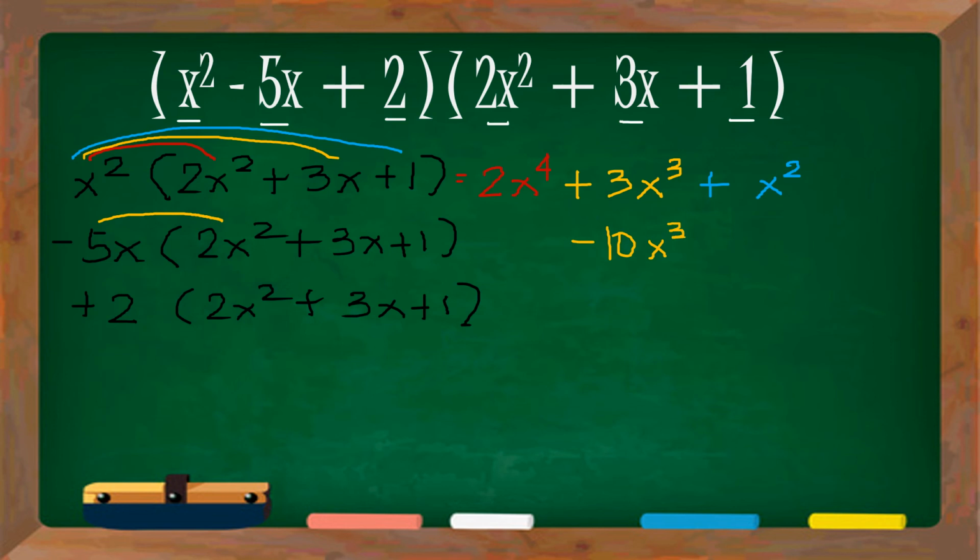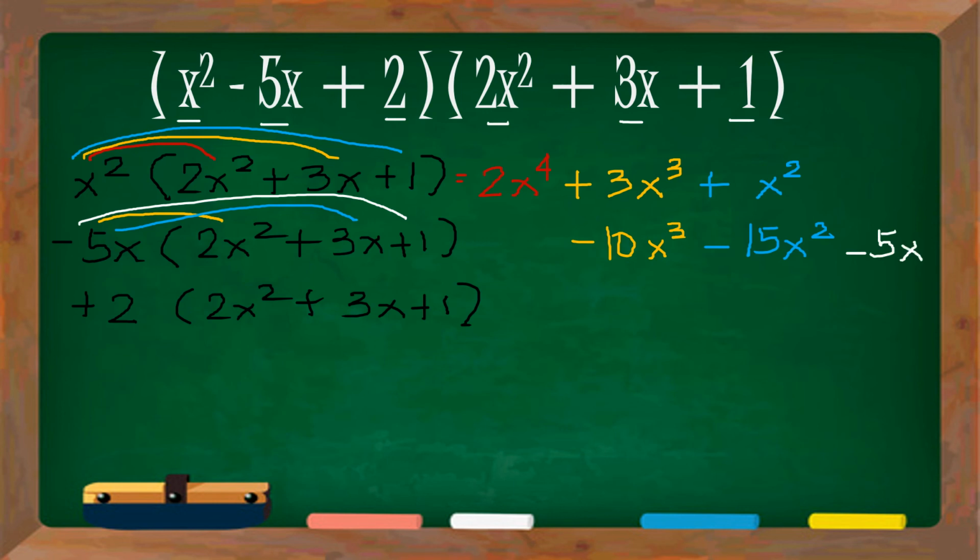Okay, next. We have negative 5 times the second term. So, negative times positive is negative. 5 times 3 is 15. And then, x to the second power. Okay? As you can see, pareho ng exponent and variable yung magkakatapat. And we have negative 5x times the last term, positive 1. So, positive times negative is negative. And negative 5x.